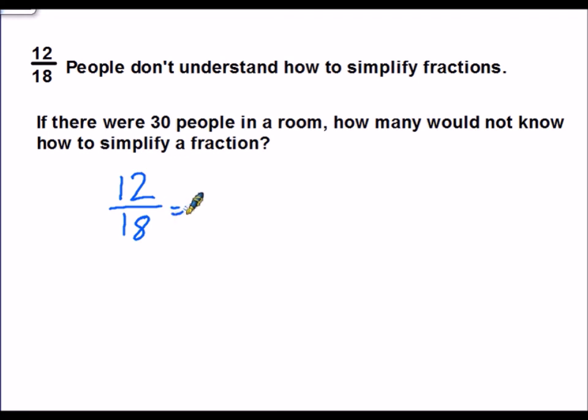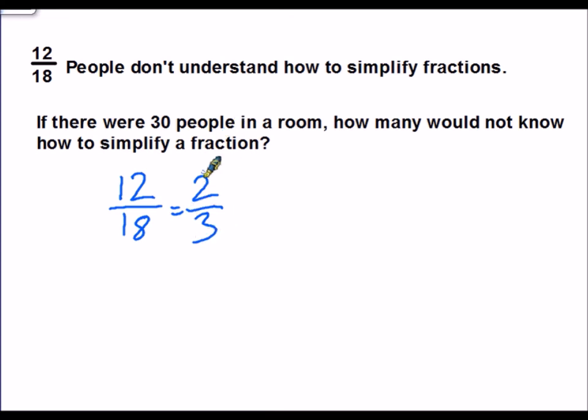So 12/18, I can simplify that quite easily by realizing that 12 and 18 are both in the 6 times table. So 12 divided by 6 is 2, and 18 divided by 6 is 3. So it's actually 2/3 of people. 2/3 of people don't know how to simplify fractions. Now, the next part of the question. If there were 30 people in a room, how many would not know how to simplify a fraction?